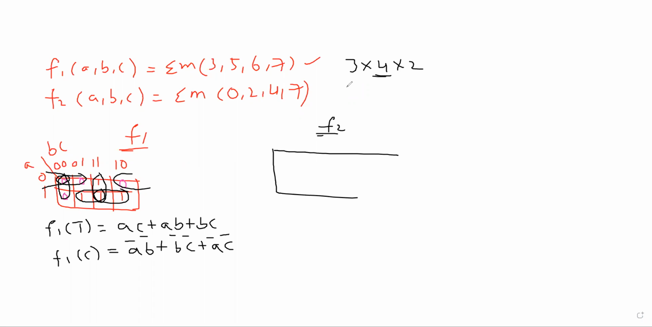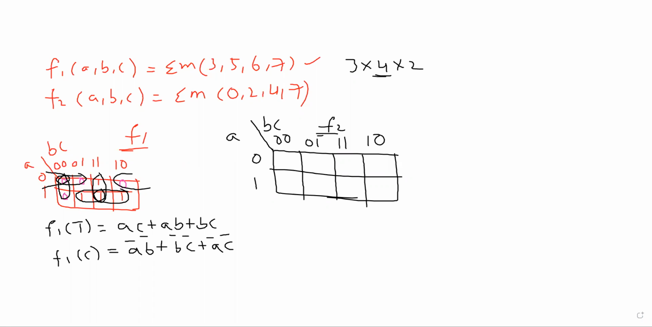Now let us consider a Karnaugh map for F2 here. I'm going to draw a Karnaugh map for F2. A B C, now 0 1, 0 0, 0 1, 1 1, 1 0. The positions they have given are 0, 1, 2, 4, 5, 6, and 7. Now how many groups can you form? 1, 2, and you can observe this is an isolated one.